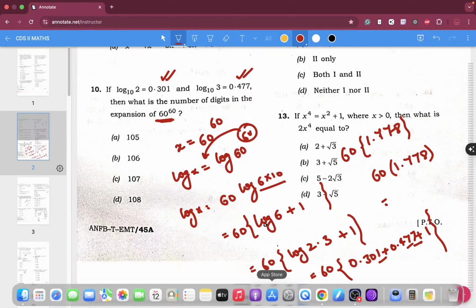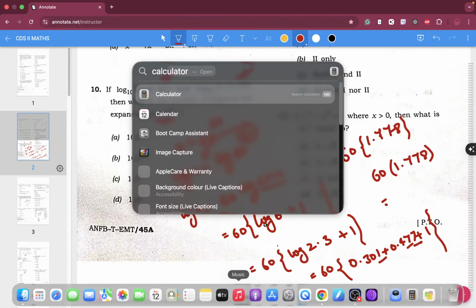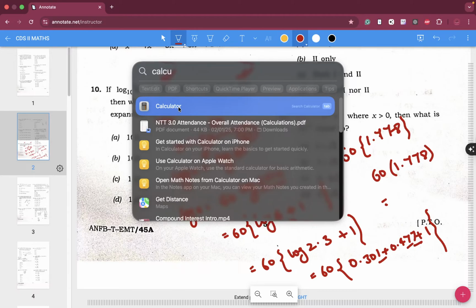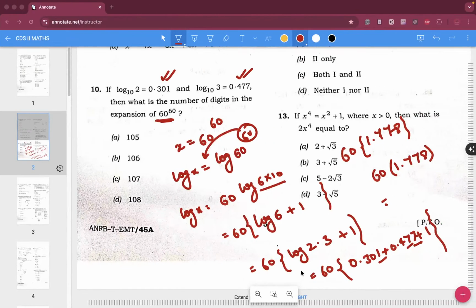Now I'm feeling a bit lazy, so I'll pull up a calculator. So 60 into 1.778. How much do we get? We get 106.68. So 106.68 is what we are getting. Obviously the number of digits cannot be in point. You can't have the number of digits as 106.68. So we take the number as 107 over here.